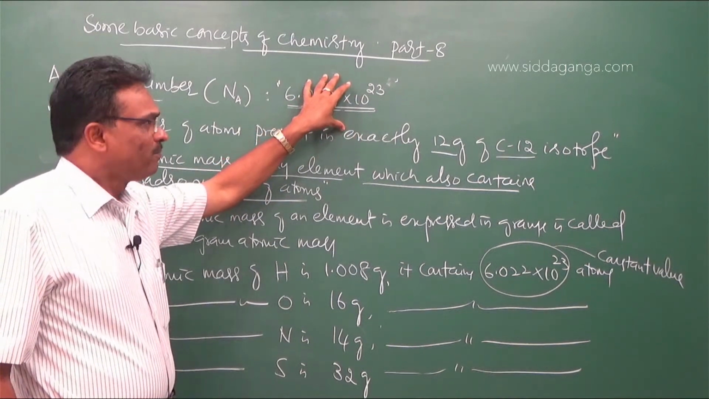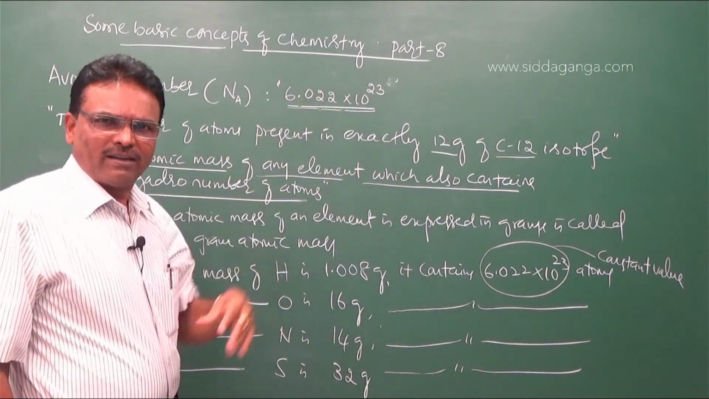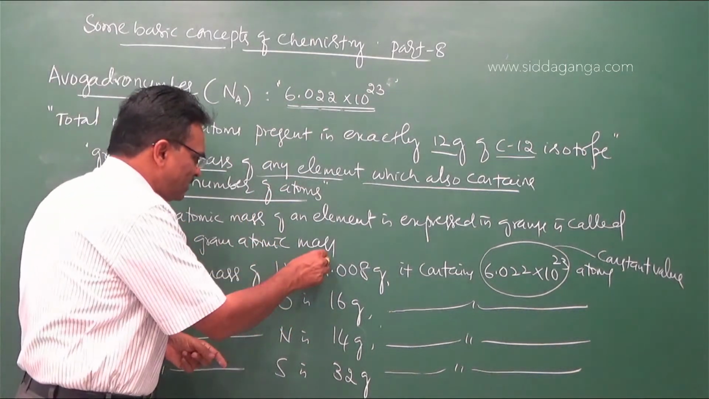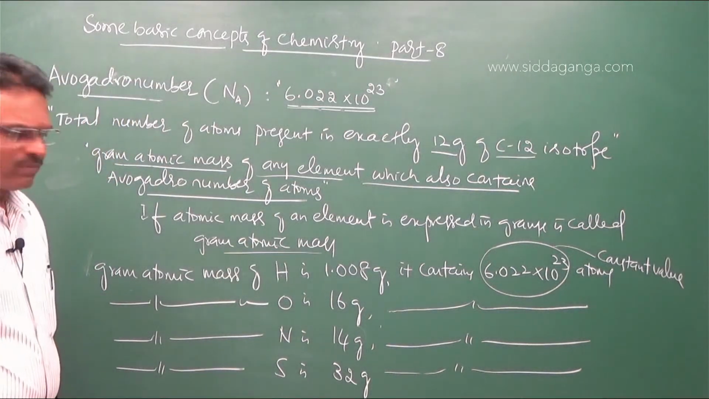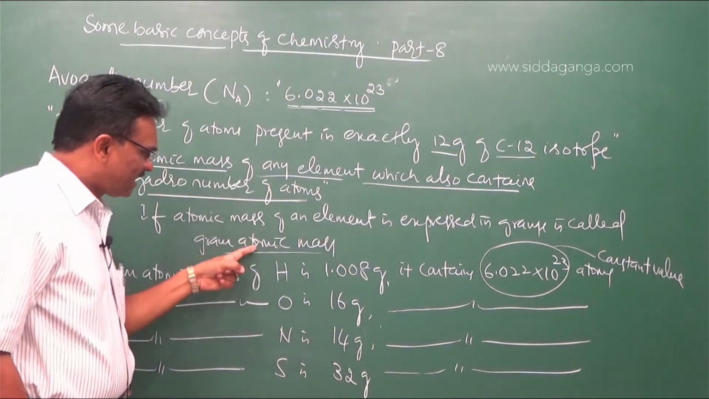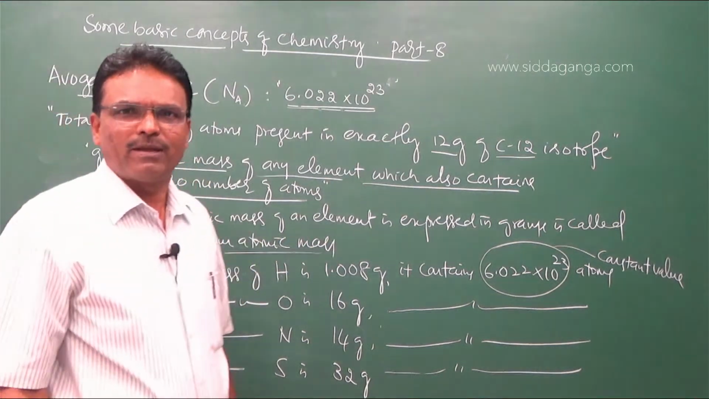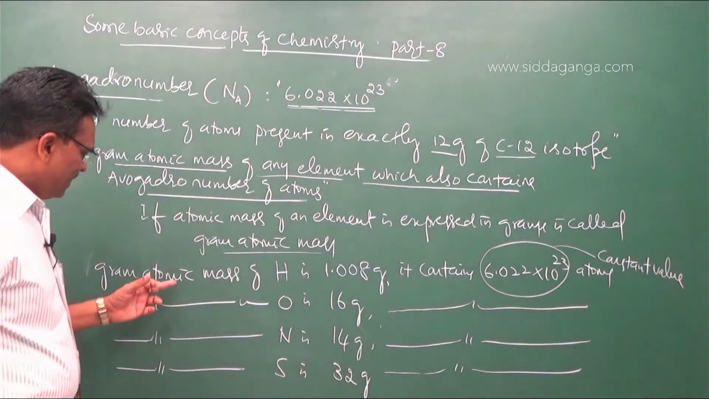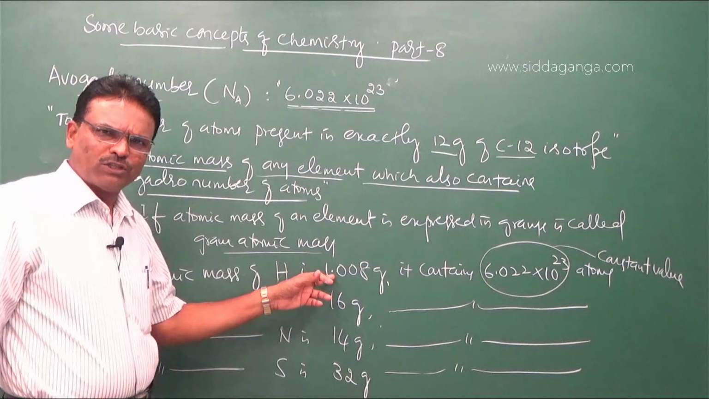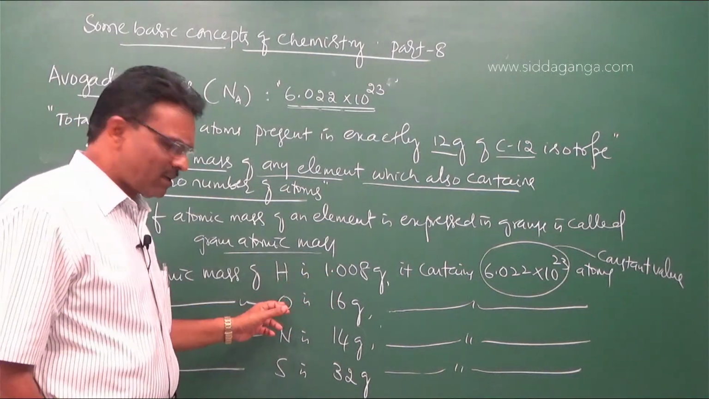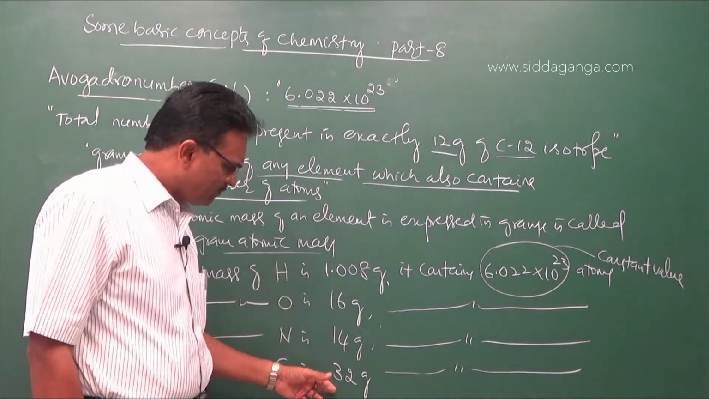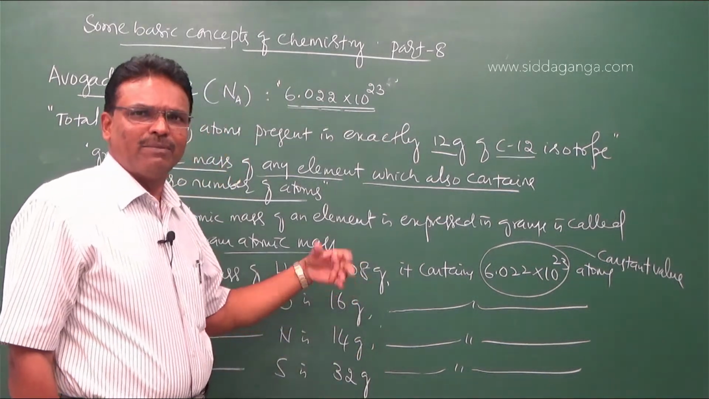This number of atoms of any element which are present in gram atomic mass. So what is meant by the gram atomic mass? If atomic mass is expressed in terms of gram, it is called gram atomic mass. The gram atomic mass of hydrogen is 1.008 gram, and of oxygen is 16 gram. In general, for any element, its atomic mass can be expressed in terms of gram.